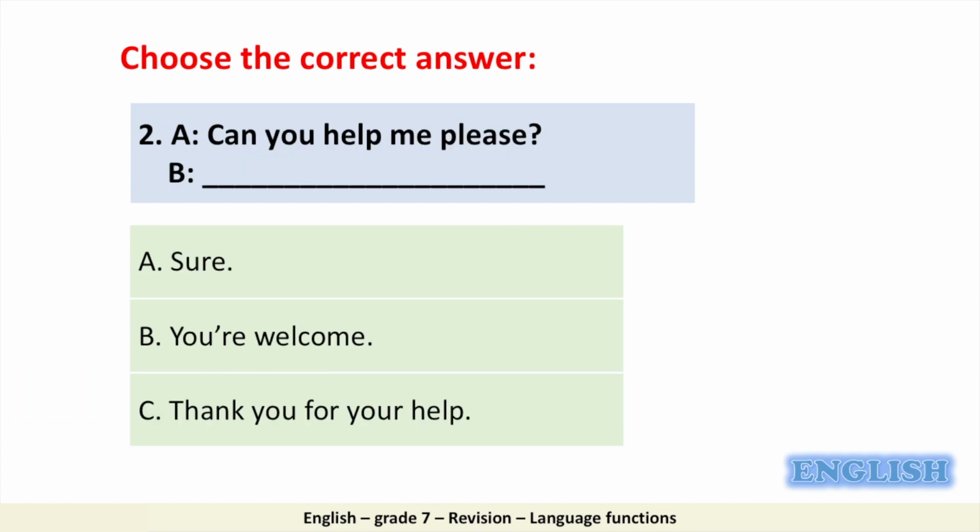Number 2, if your friend says, can you help me please? How would you respond? A, sure. B, you're welcome. Or C, thank you for your help. That's correct, sure.